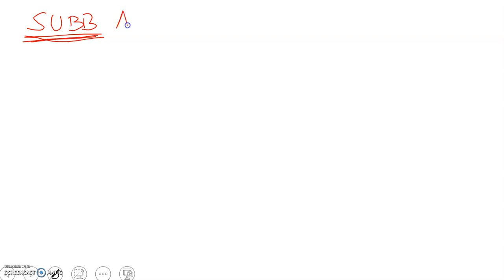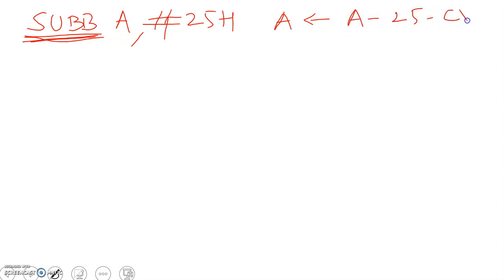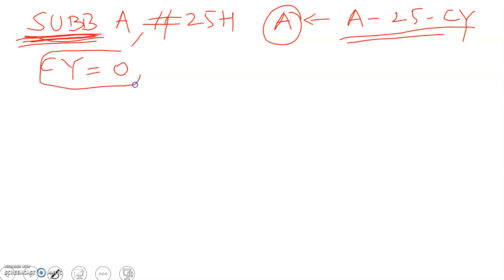So SUBB, if I write the syntax, SUBB A, say #25H. So what this will do is save the value of this operation, A minus 25 minus the carry flag. This will be saved in A. Okay, so if you want to do an 8-bit operation, you have to ensure that CY is 0, and then you can do the 8-bit operation also with the help of this SUBB instruction.